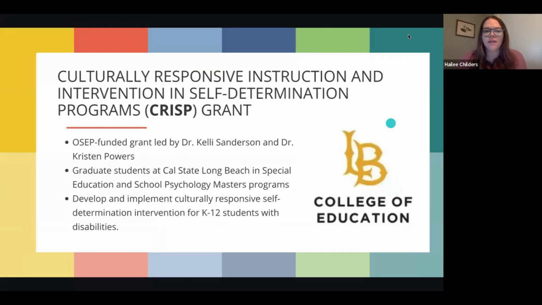We are a part of the CRISP grant, which stands for Culturally Responsive Instruction and Intervention in Self-Determination Programs. This is an OSEP-funded grant led by Dr. Kelly Sanderson and Dr. Kristen Powers, where graduate students at Cal State Long Beach in special education and school psychology master's programs participate in an interdisciplinary intervention program where we develop and implement culturally responsive self-determination intervention for K-12 students with disabilities.